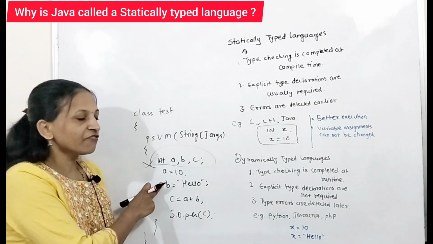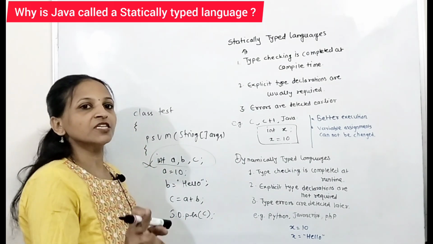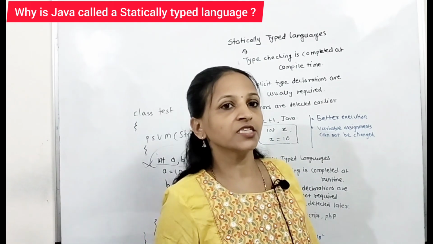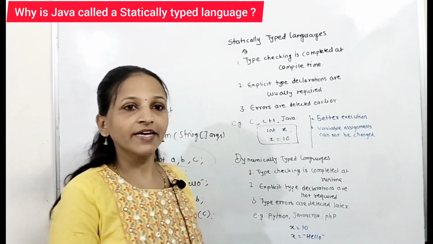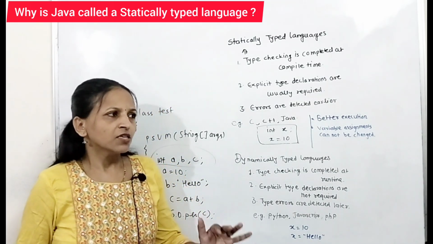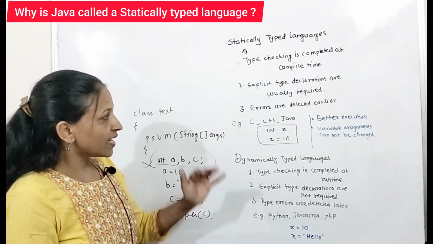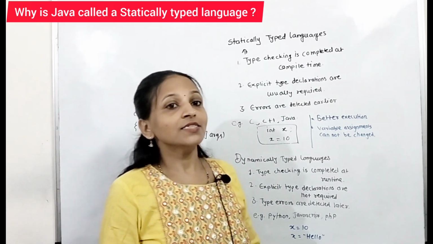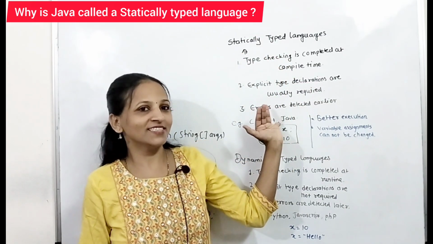Again, you cannot modify the type of a variable. Here you have mentioned that a is of type integer, so you can only store an integer value inside that variable. If you assign a character to the integer, that is again allowed, and the Unicode value will be stored, no problem, but the types should be compatible with each other. That's why Java is called a statically typed language, because Java satisfies all these points.